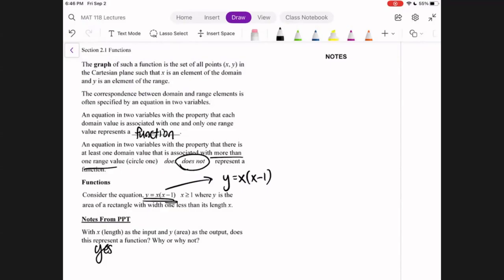Now, how would I modify this to not be a function in case you're curious? Well, there have to be two values for y, right? So one possibility is if I wrote it like this, if I modified it, this is not a function. That's because, let's say for instance, I plug in 2 for x.